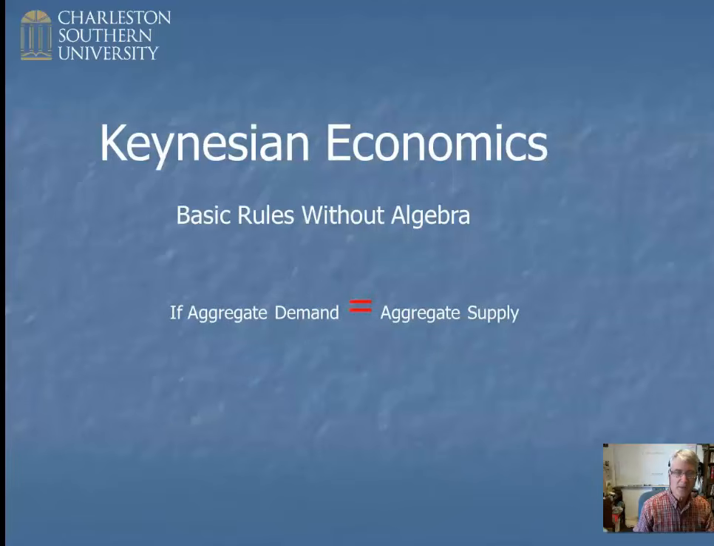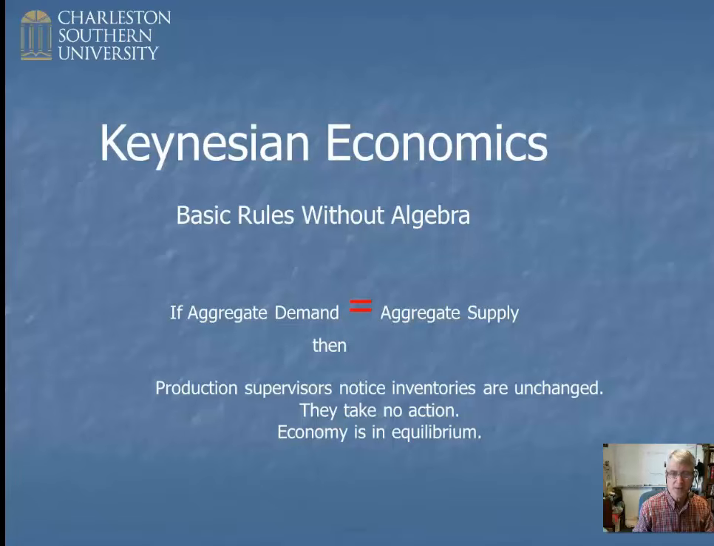And the third rule is just a special case where aggregate demand happens to exactly equal aggregate supply. And when that happens, production supervisors notice that no inventories are changing, or inventories are unchanged. They take no action. The economy is in equilibrium. So this is the equilibrium condition that's going to come back later when we solve this thing in algebra. So keep in mind, equilibrium occurs where aggregate demand equals aggregate supply.